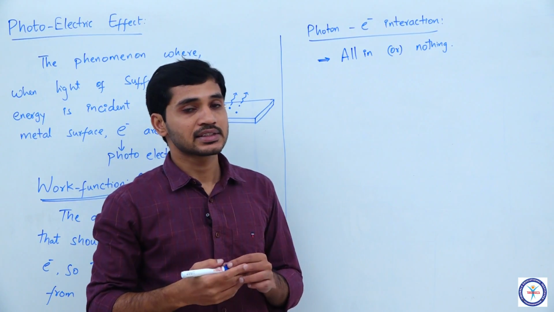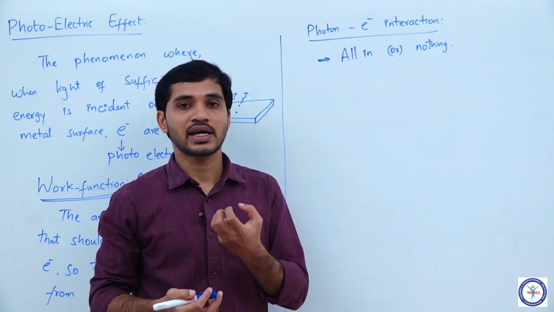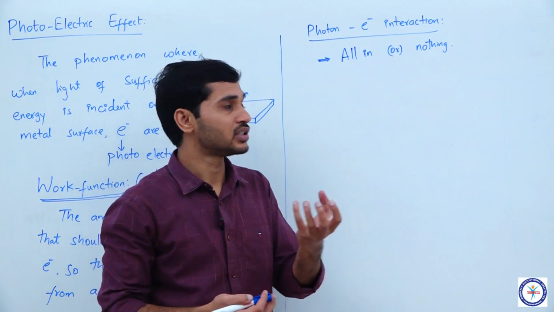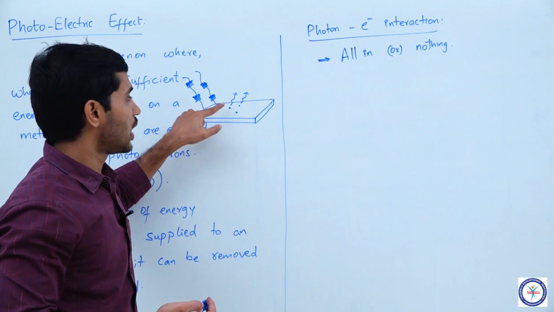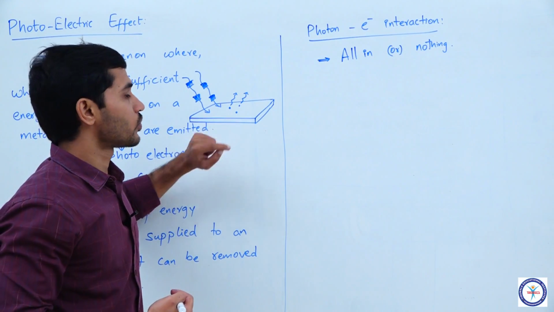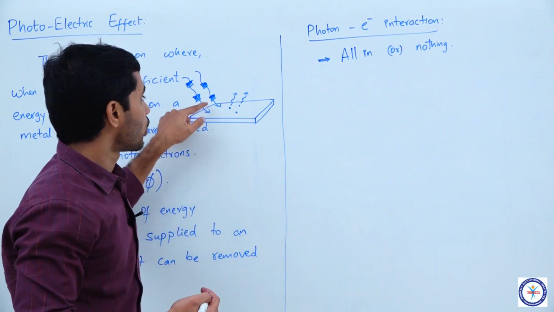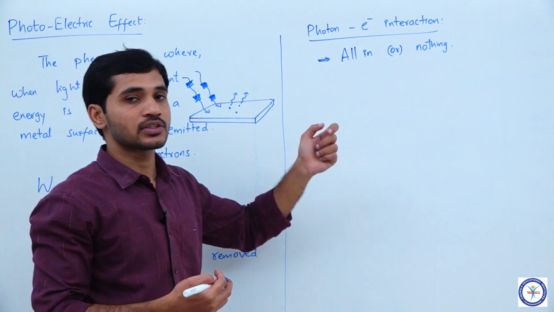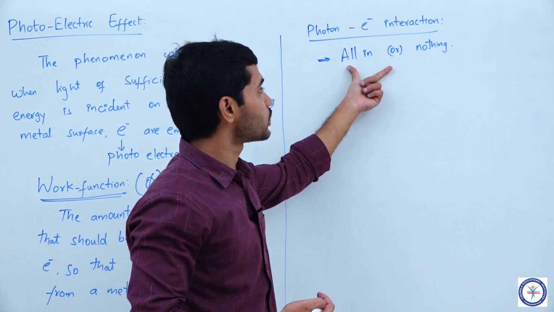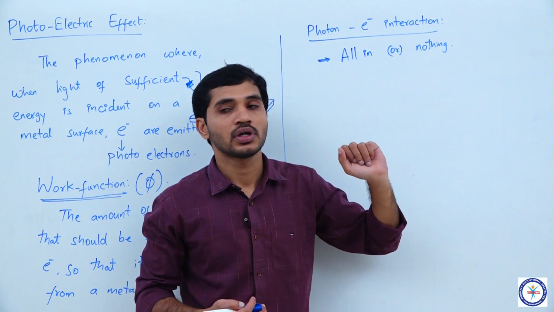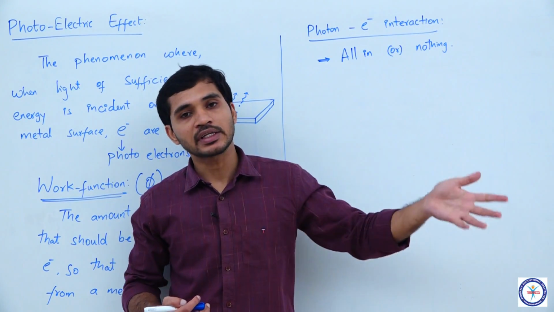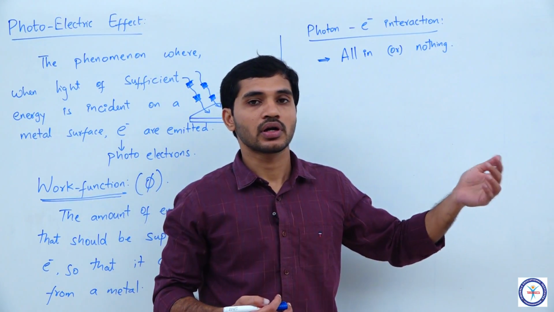What I mean by that is, whenever a photon, which has some energy, it is a packet of energy, goes and strikes an electron, this has energy and the electron requires energy. So, keep that in mind. Now, when this photon strikes the electron, the interaction happens in this manner. It is either all in or nothing.